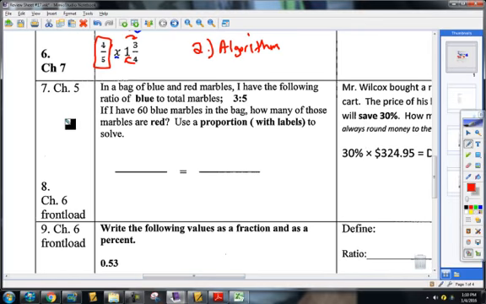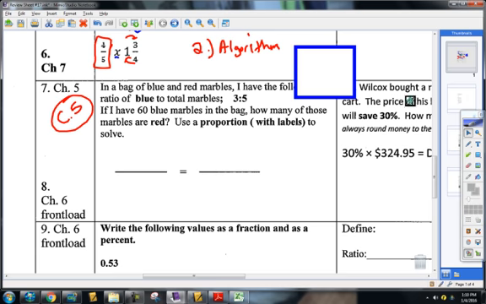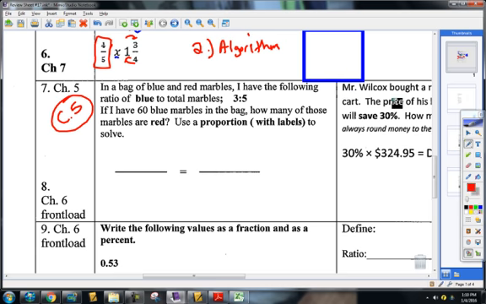Okay, this is chapter 5. So this is the stuff we did right before break there. Here's your fake information. In a bag of blue and red marbles, I have the following ratio of blue to total. So if you guys, hopefully, if you took anything from what I've taught you, I always like you to do edge pieces. So I know that means there are 3 blue, because that goes with that. And that means there are 5 total, which means there are 2 reds in there as well.